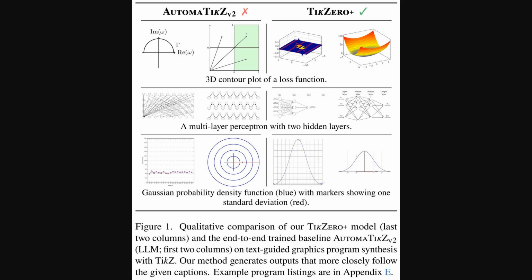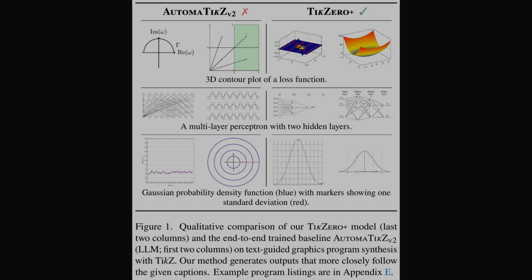Okay, so let's look at Figure 1. This gives us a nice visual comparison. On the left side, you see results from a baseline model called TikZV2, and on the right, you see the results from the TikZero Plus model, which is an enhanced version of TikZero. Each row shows the graphics generated for a specific text description, like a 3D contour plot or a neural network diagram. You can generally see that the TikZero Plus outputs seem to capture the requested details more accurately compared to the baseline. It really shows how this decoupled approach helps generate better results.